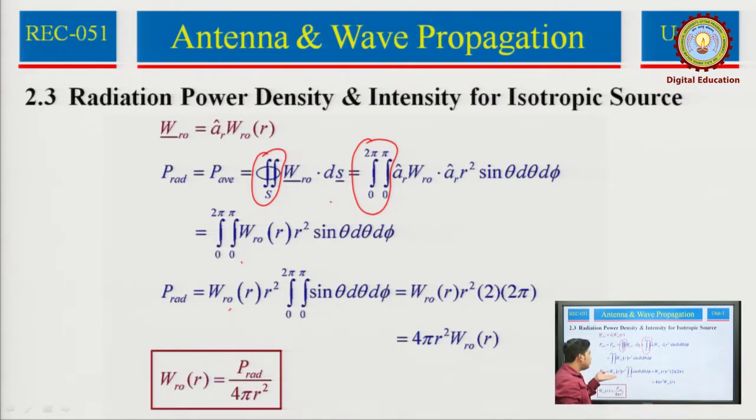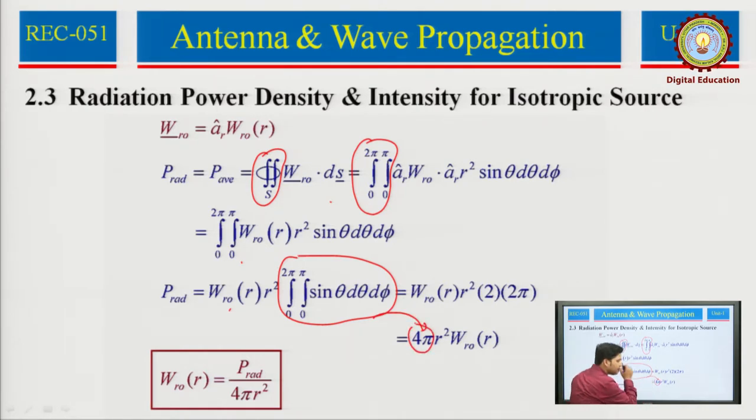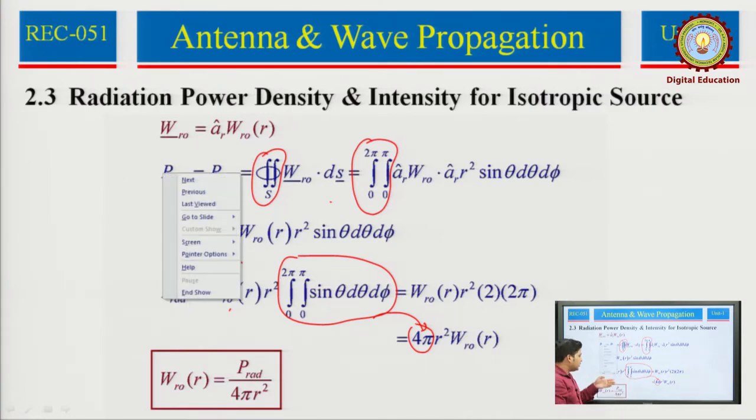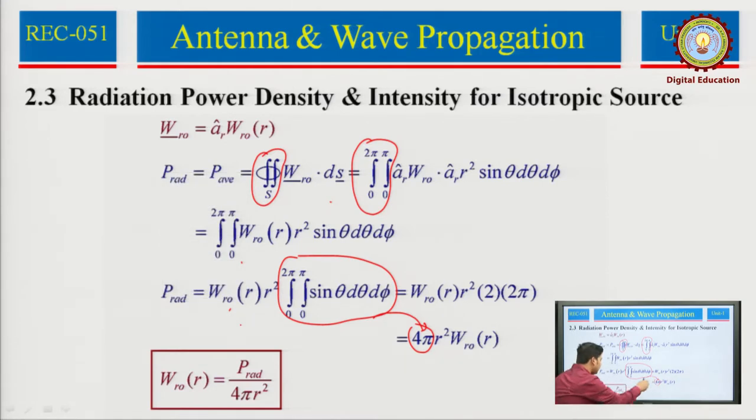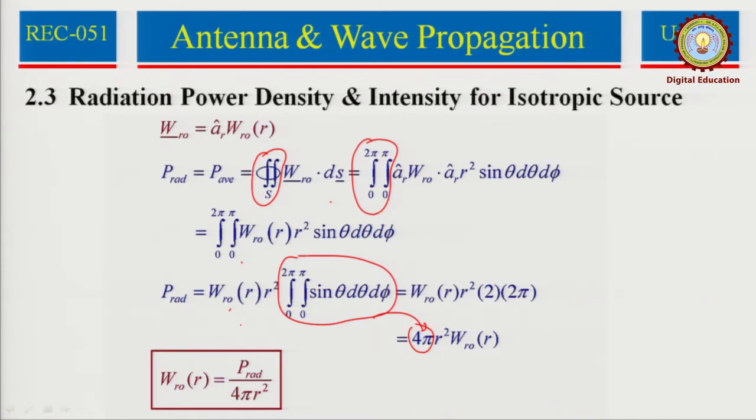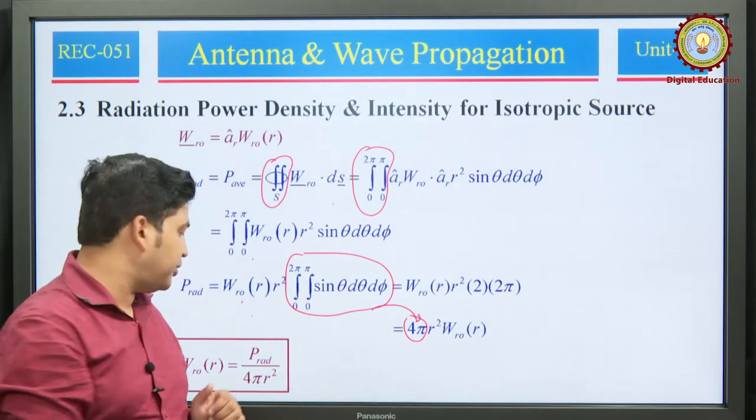So W is taken out, because it is independent of theta and phi, and this r square remains, and this integral is again the solid angle over a sphere, and its value is 4 pi. So 4 pi r square into the power density W. So P radiation is nothing but this value, and W naught is nothing but P radiation divided by 4 pi r square. This way we can define the power density for an isotropic source.